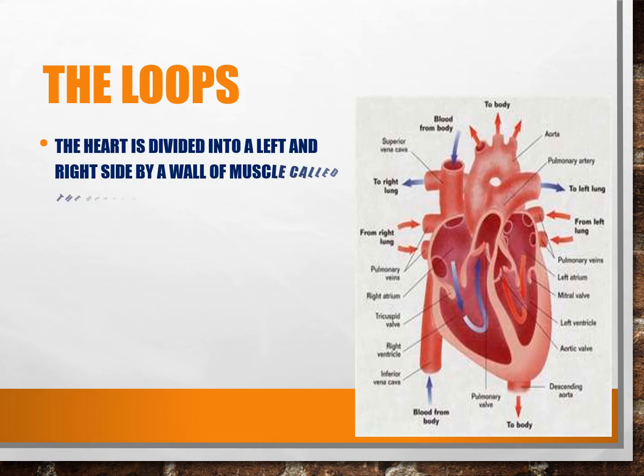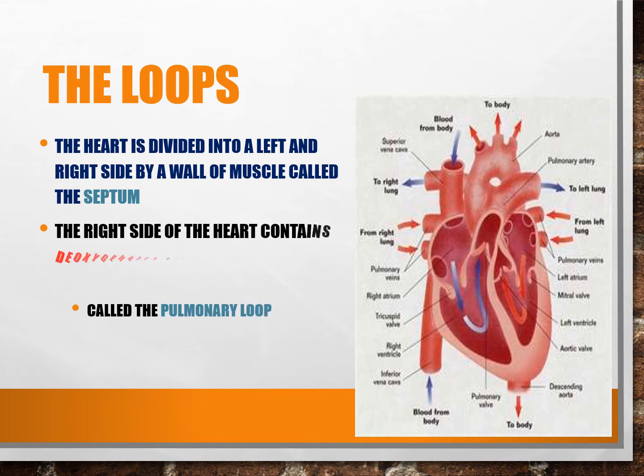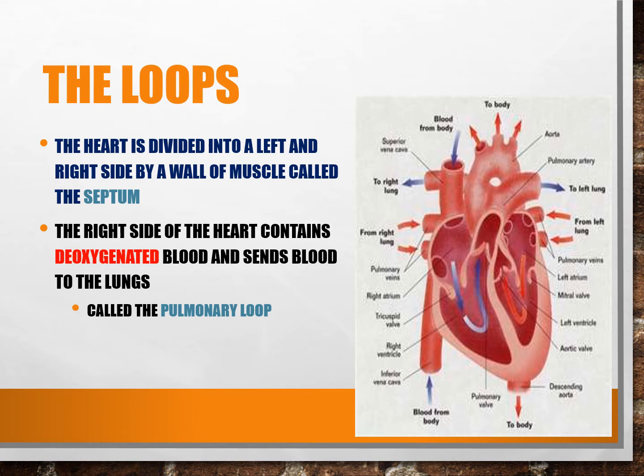Both sides of your heart work at the same time, and they're both going to pump blood to a certain spot. Depending on where it's pumped, we're going to have what we call a loop. Now, like I mentioned, the right side of your heart contains deoxygenated blood, and its job is to send that blood to your lungs. So blood will go from the heart to the lungs and then back to the heart. So it's going to loop around.